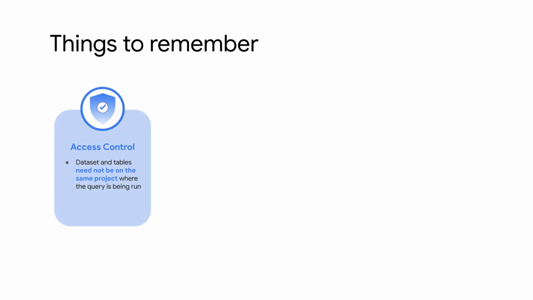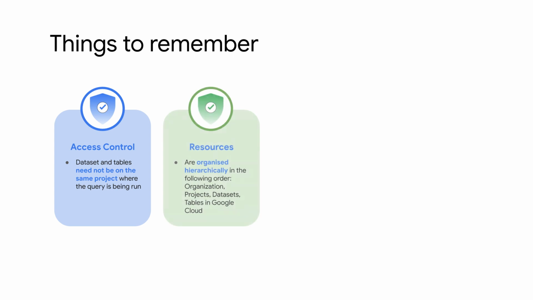Here are a few important things to remember. A dataset and its underlying tables do not need to be in the same project where the query is being run. That is, if a user has the BigQuery Data Viewer role for a specific dataset or table, then that user can run query jobs for that data from any project in which they have the BigQuery Job User role.